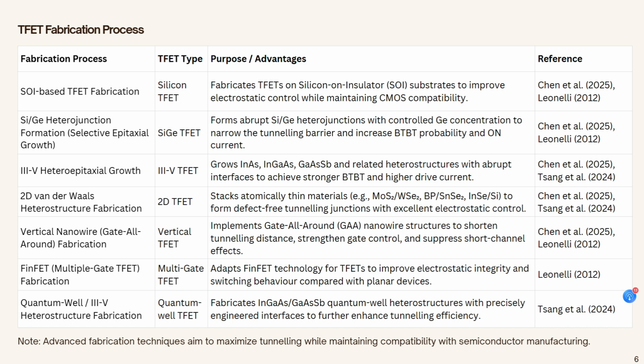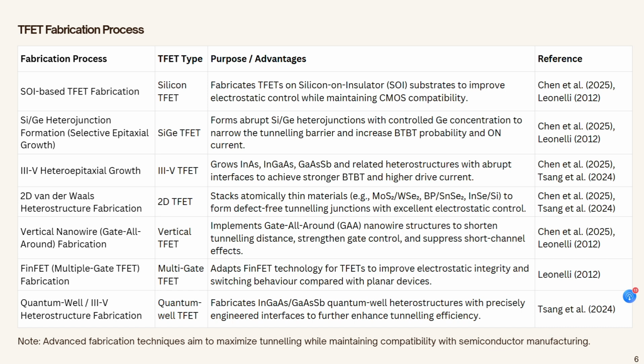Another architecture is the FinFET-based TFET, where multiple gates are used to control the channel from several sides. Compared with a planar TFET, this design offers better electrostatic integrity and improved switching behavior. Finally, Shang and colleagues proposed a quantum well group III-V heterostructure, where precisely engineered layers create an even more efficient tunneling junction. This further enhanced tunneling efficiency and is considered a promising direction for next generation TFETs.